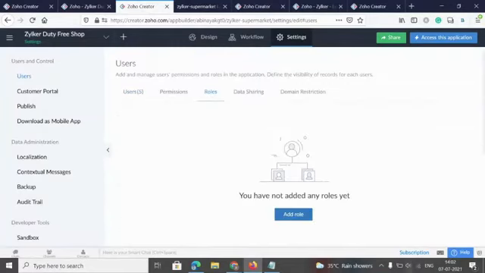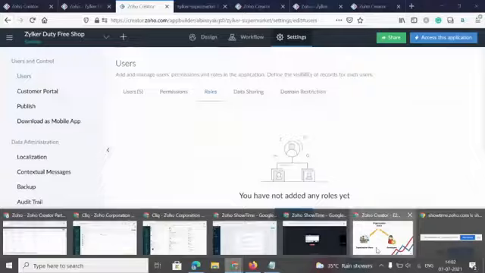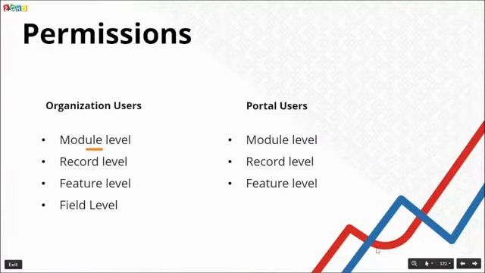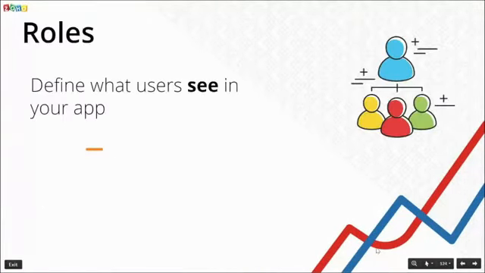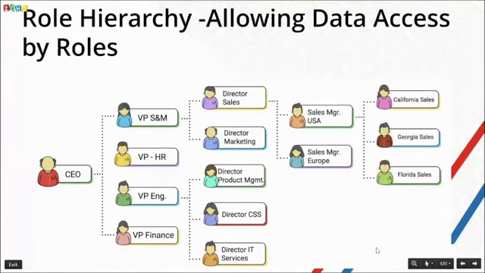So I'm getting into the roles. I'll just go to the presentation again, and I'll explain the roles part here. Here, you'll be able to see the roles hierarchy, allowing data access based on the role. At the top of the hierarchy is the CEO, and under the CEO there are the VPs for sales and marketing, HR, engineering, and finance. Then there are the director of sales and the director of marketing. They all come under the VP of sales and marketing. So this is how the hierarchy goes, right?